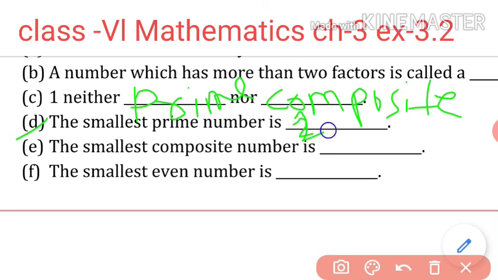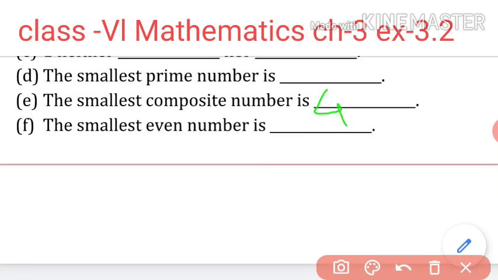Now D, the smallest prime number is what? Smallest prime number is 2, okay. Now smallest composite number will be not 2 and 3, because 3 is what? 3 is prime number. So smallest composite number will be 4. Composite means what? What is the definition of composite? A number which has more than 2 factors, isn't it? So 4 has factors 1, 2 and 4. 3 factors.